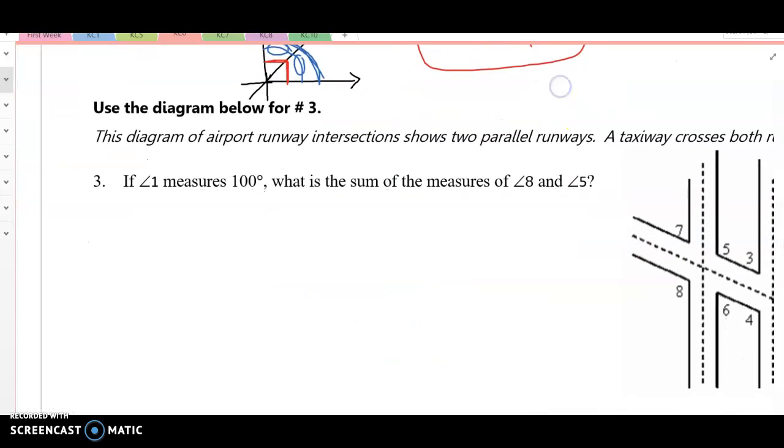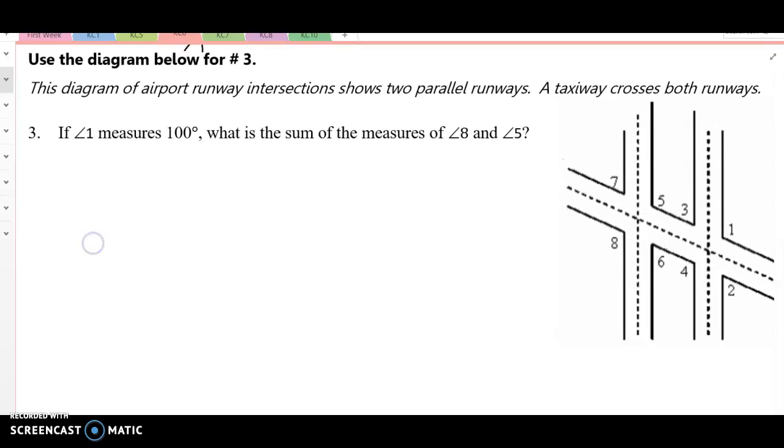Perfect. Okay. So it says use the diagram below for number 3. This diagram of an airport runway intersection shows 2 parallel runways. A taxiway crosses both runways.